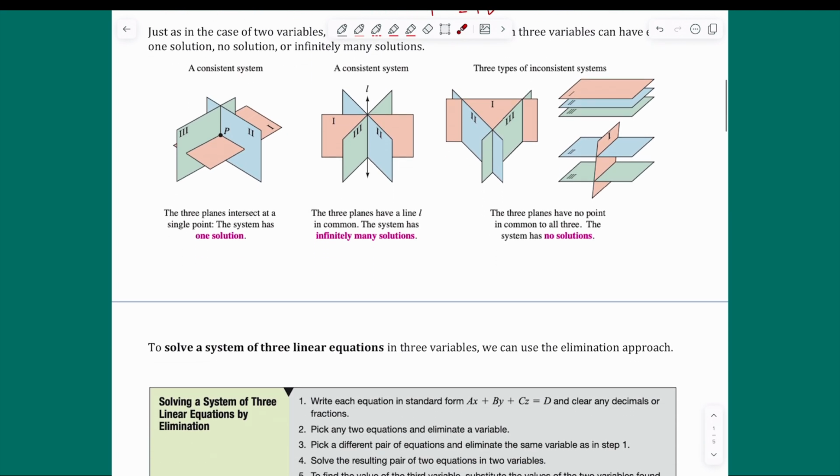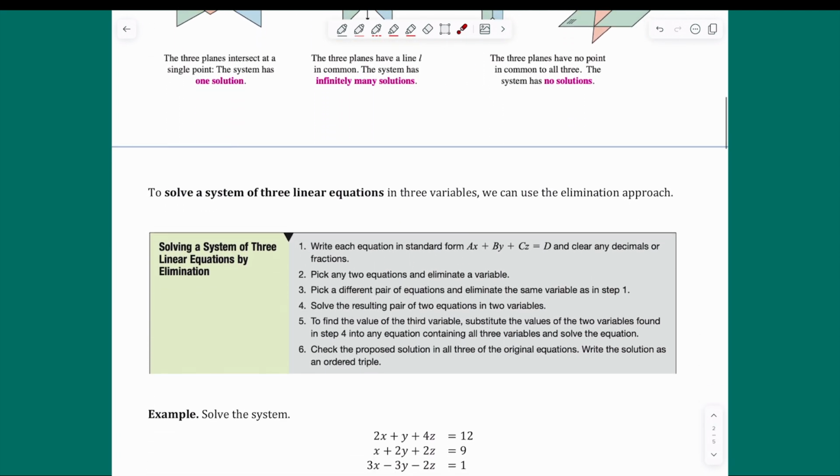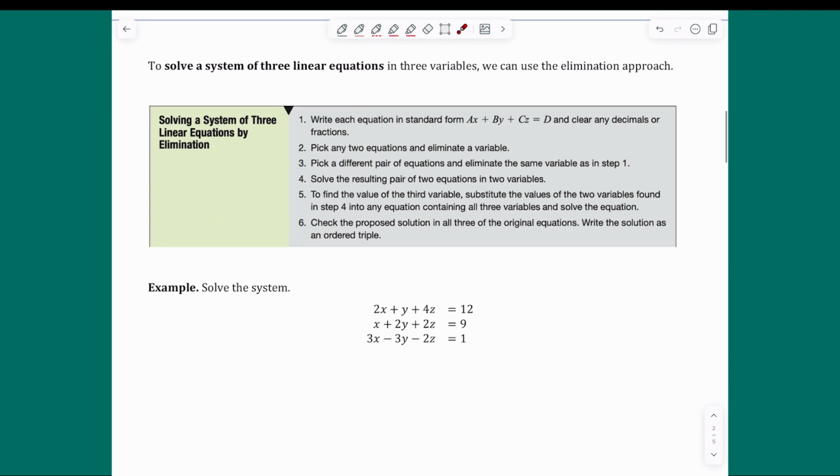So to solve a system of three linear equations in three variables, we can use the elimination approach. 1, write each equation in standard form, ax plus by plus cz equals d, clearing decimals or fractions. 2, pick any two equations and eliminate a variable. 3, pick a different pair of equations and eliminate that same variable as in step 2. 4, solve the resulting pair of two equations in two variables. 5, to find the value of the third variable, substitute the values of the two variables found in step 4 into any equation containing all three variables and solve the equation.